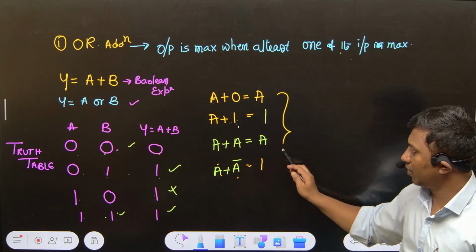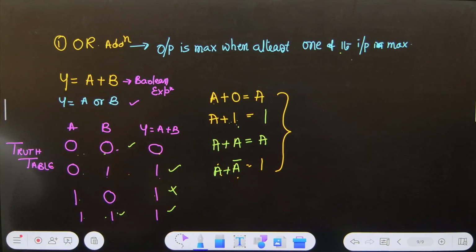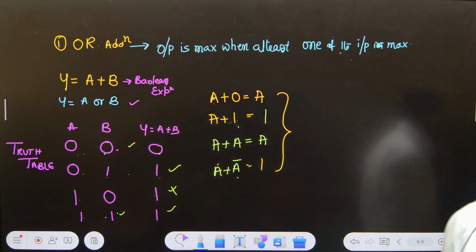So these four are also important in OR addition. They are exactly like a truth table, but written in terms of a function, or in terms of a program. Understood now? Please understand them properly.